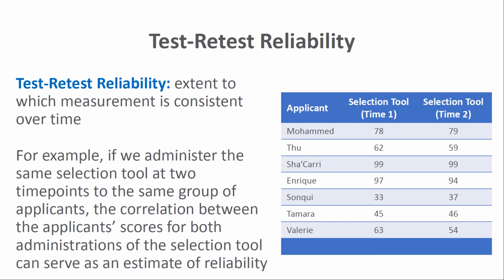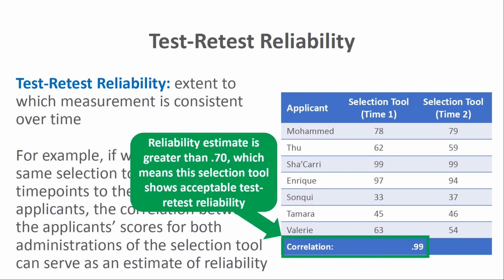Now, if we correlate the scores from time 1 with the scores of time 2 for this group of applicants, we would get a correlation of 0.99. Now, if you remember, the highest possible value for reliability is 1.00. So this is a very high level of test-retest reliability, and it is definitely greater than 0.70, which is that cutoff that we conventionally use for whether our reliability estimate would be considered acceptable or unacceptable for a particular selection tool. So in this case, this selection tool shows acceptable levels of test-retest reliability with this sample of applicants.